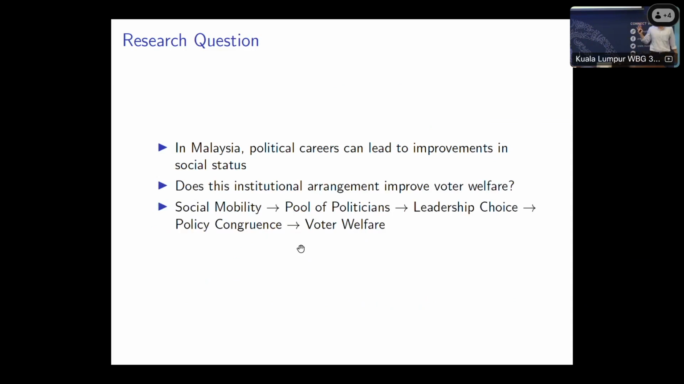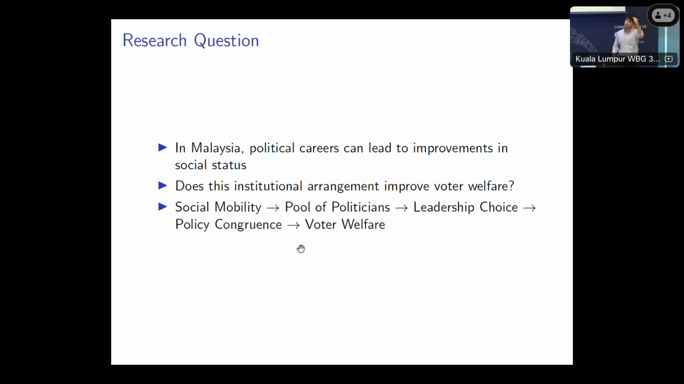So in Malaysia, political careers can lead to improvement in social status. Datukship is a huge improvement in social status by a long mile. Does this institutional arrangement improve voter welfare? One takeaway, if you don't want to do the math, because there's going to be a lot of math after this, is this last line: social mobility would change the pool of politicians. By social mobility, you mean that the possibility of having this improvement in social status will change the set of people who want to stand for elections. That's very good. Social mobility is basically the process in which you can achieve that.